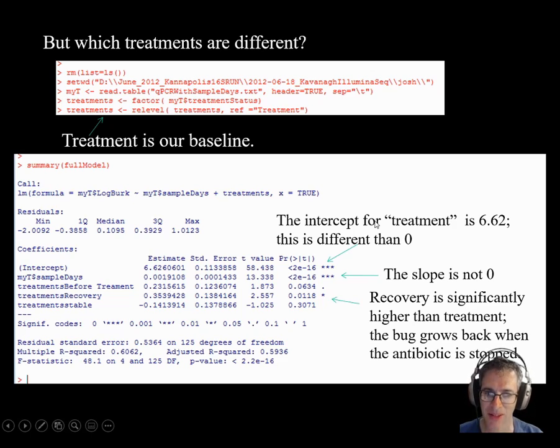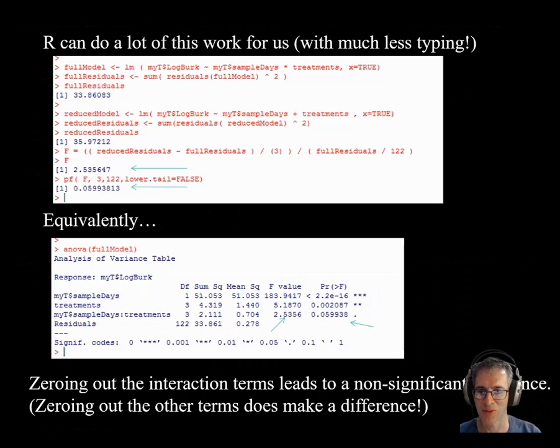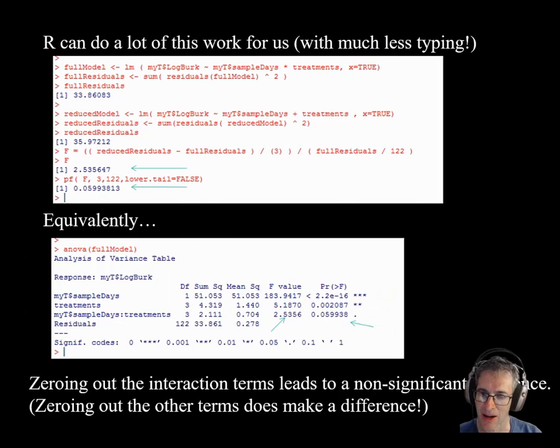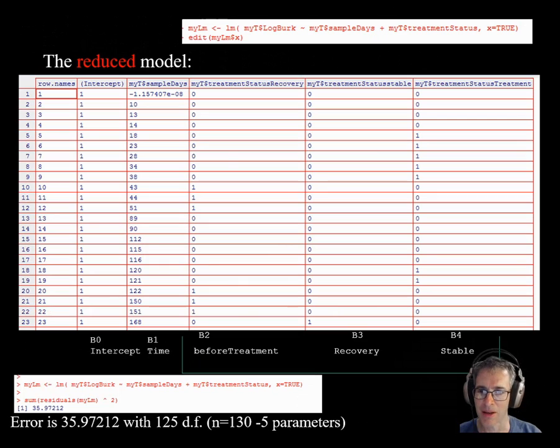So the background intercept for treatment was 6.62. If we were to work our way backwards for treatment, which is our background, it was 6.62, and each one of these dummy variables has a coefficient in our matrix equation. So the treatment intercept was 6.62. Each one of these coefficients, B2, B3, and B4, is going to be the difference of the intercept for each one of these variables.